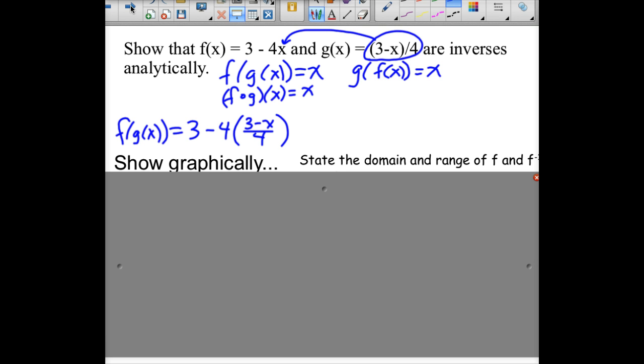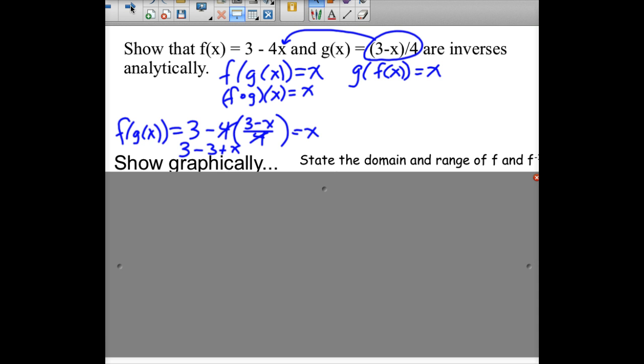So then do math. Mathematically, you have to multiply these two first, so I'm going to cancel those. And then I'll have 3 minus 3, and then distribute the negative, plus x. 3 minus 3 reduces to 0, and so that equals x. So I've shown that f of g of x equals x. That's what an inverse should do. It should undo every operation that was in the original function.